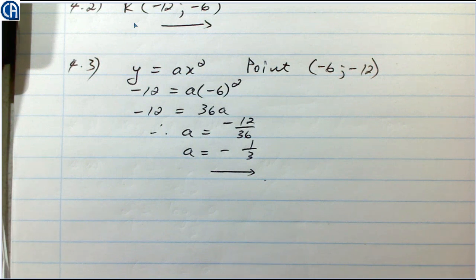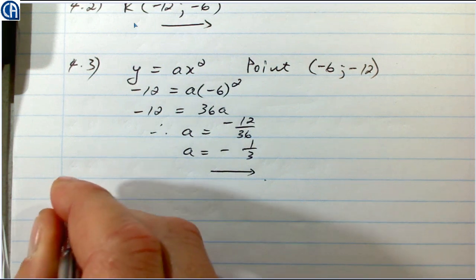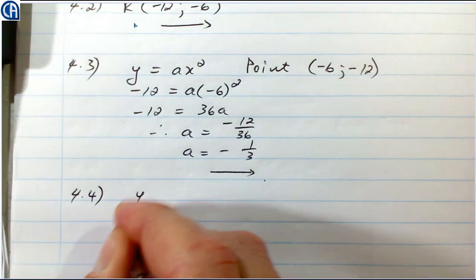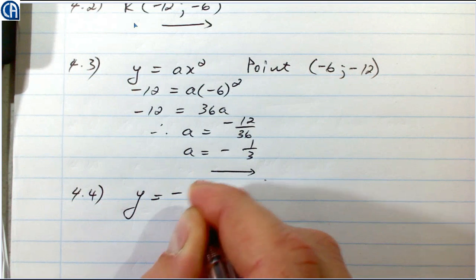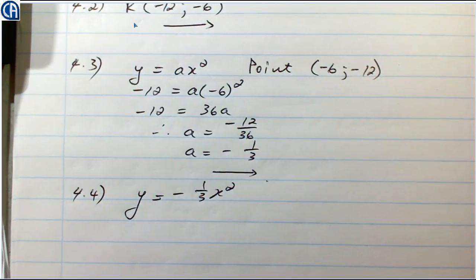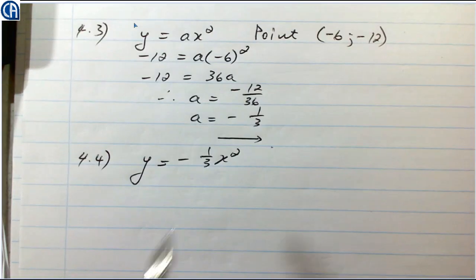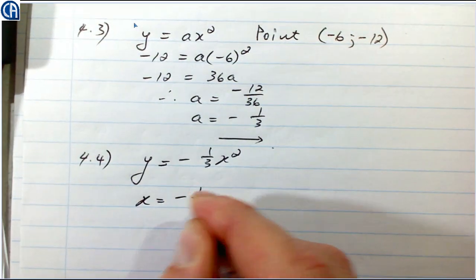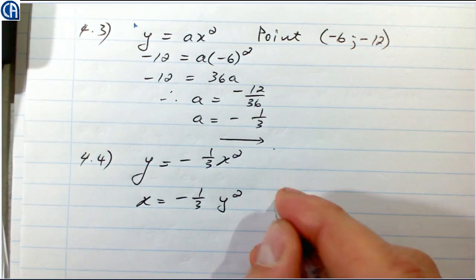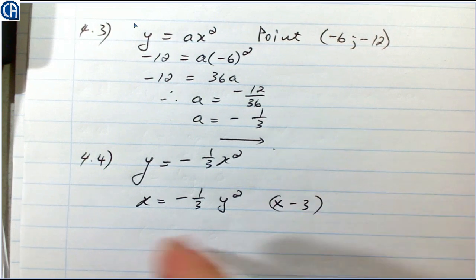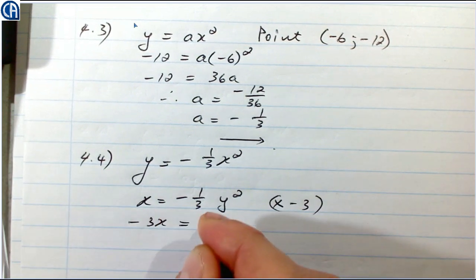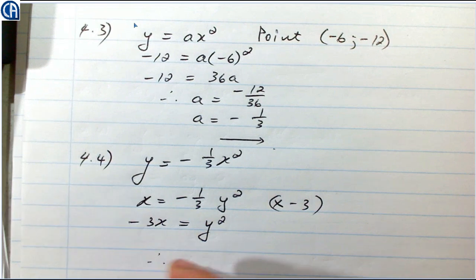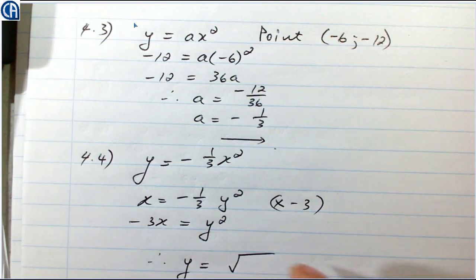Write down the equation of f inverse in the form y equals. Alright, so f is y equals minus a third x squared. Right? So to work out the inverse, swap x and y. Multiply by negative 3. So therefore y equals the square root of minus 3x.